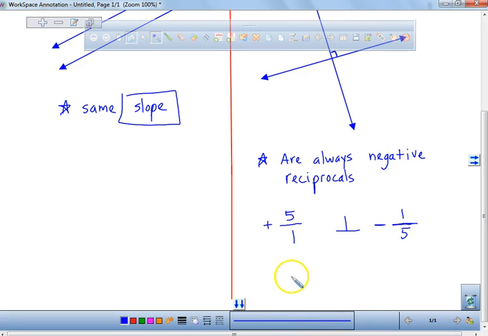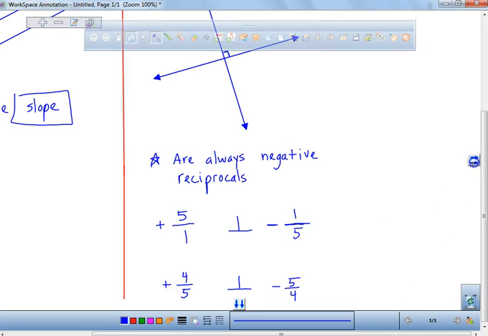So let's do another one. Give me another fraction. 4 over 5. So if I start with a positive 4 over 5, go ahead and write negative 5 over 4. Very good. That's how you can tell which ones are perpendicular. All right. Now, another thing about perpendicular slopes, okay? Their products.